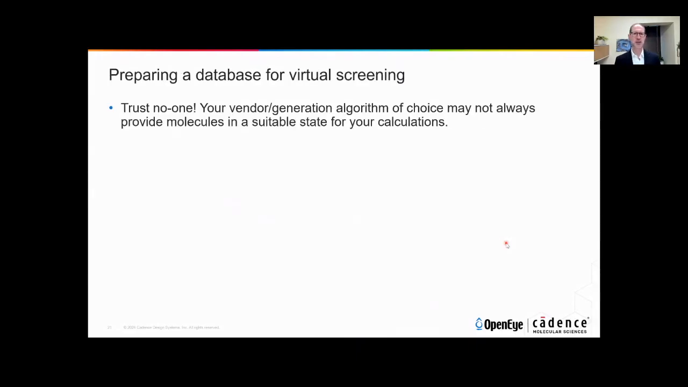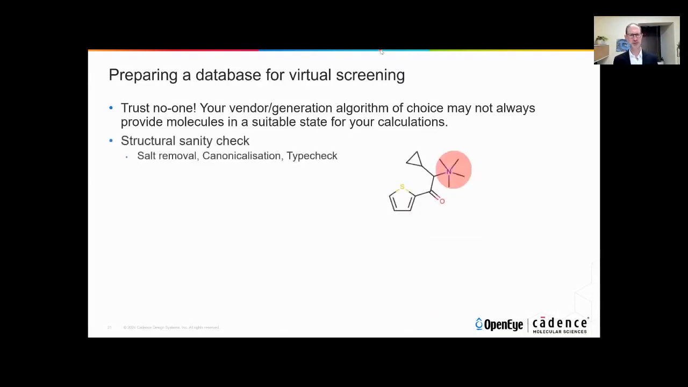Now, no matter where you get your molecules from, generate them yourselves or get them from vendors, it's unfortunately true that probably the molecules you get are not necessarily going to be quite ready for you to do virtual screening on directly. They'll need to be processed. Something that was quite common in the early days of vendor libraries was chemical representation problems like this, a neutral 5-valent nitrogen, chemically impossible. So molecules like that would need to be removed.